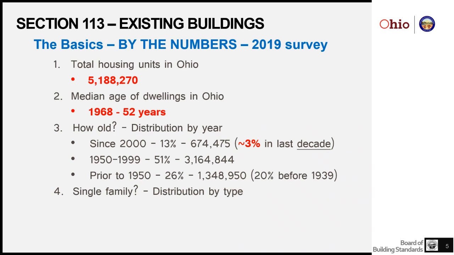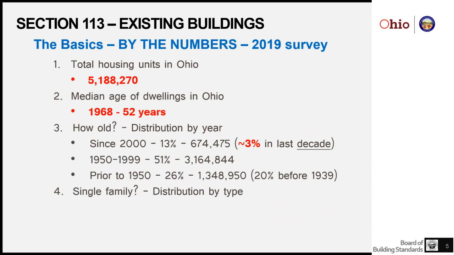Just a reminder, the very first statewide residential code was effective in 2006. So it's within that 13%, within that 675,000, where the residential code has become applicable.